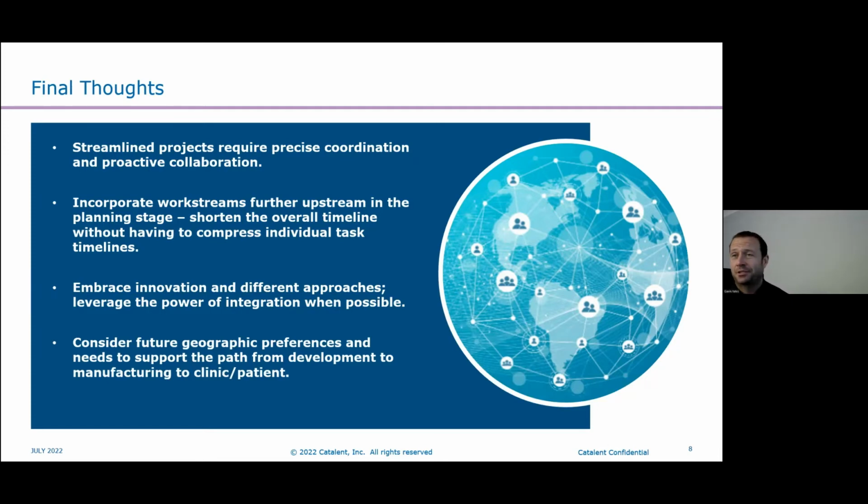Never underestimate personal relationships within the companies. Working as a partnership, it's so very important to be part of that team, and for all companies in that project to be invested in its success. And at the end of the day, it's all about getting that drug to the patient. So that's what we're here to do.